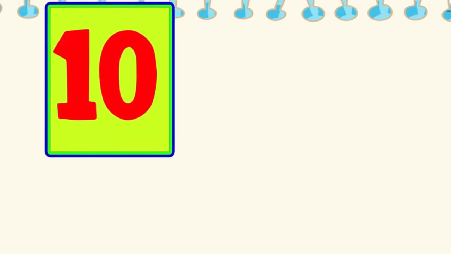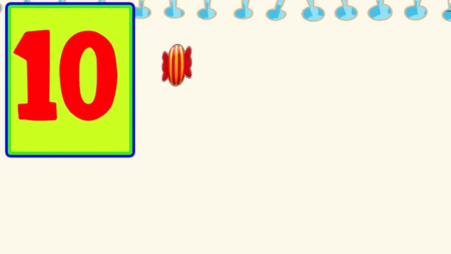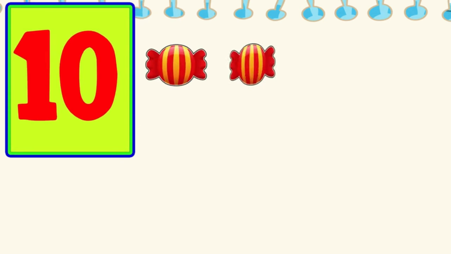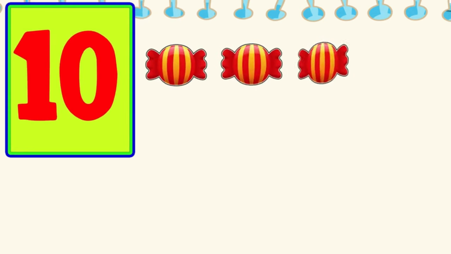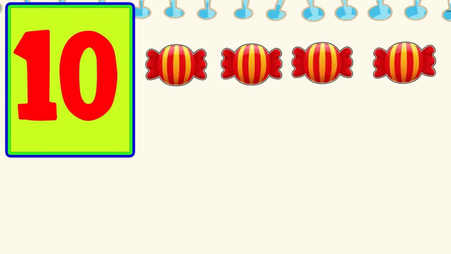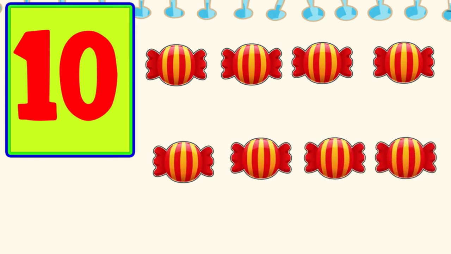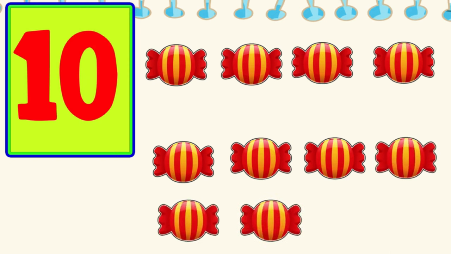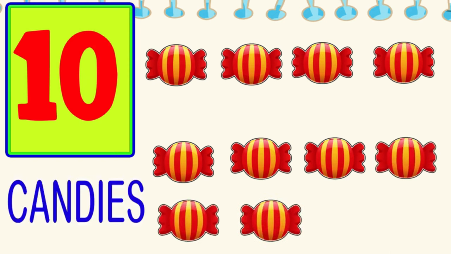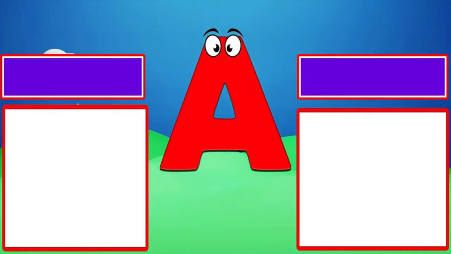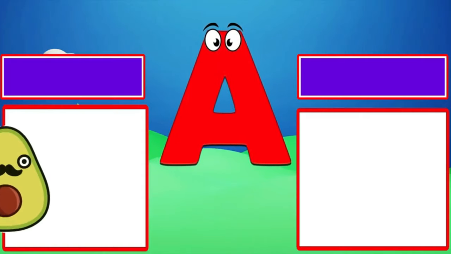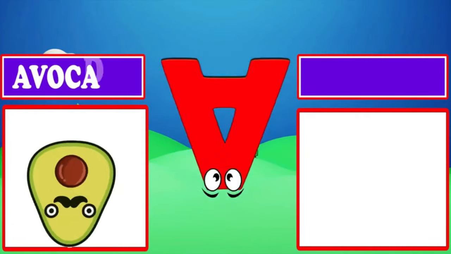10. 1, 2, 3, 4, 5, 6, 7, 8, 9, 10. 10 candy. A is for avocado.